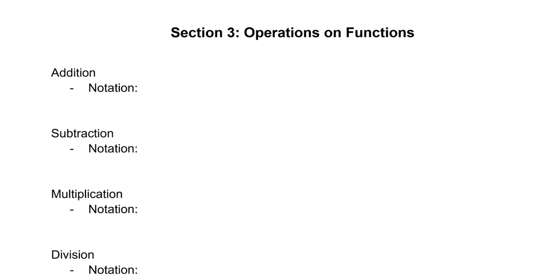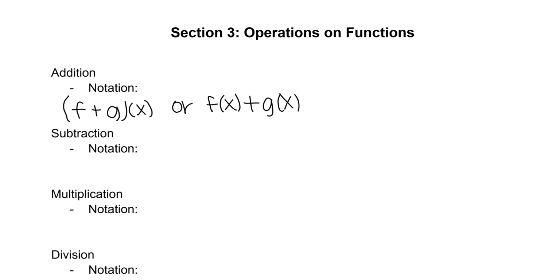So addition, there are 2 different ways the notation can be written. Typically, it's going to be this first one. So (f + g)(x). But you could also see it as f(x) + g(x). And both notations represent addition. Similarly, subtraction can be seen as (f − g)(x) or f(x) − g(x).